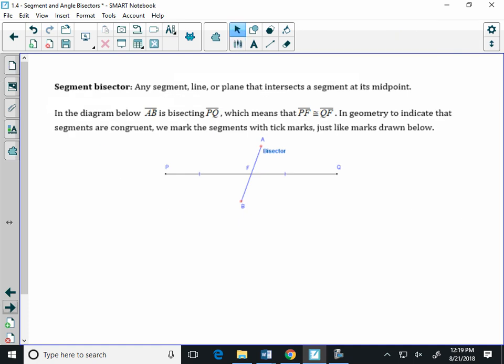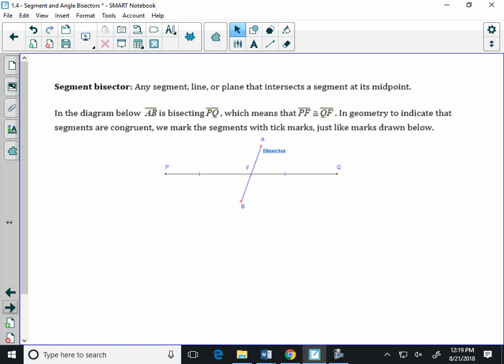Segment bisector. When you hear the word bisect, what comes to your mind? Bicycle. Two, because bi, like bicycle, wheels. Bisect means two. What else? It sounds like dissect. You kind of do it in science class. When you dissect something, what are you doing? You're cutting it. Right? So when I see the word bisect, I'm cutting it into two pieces.